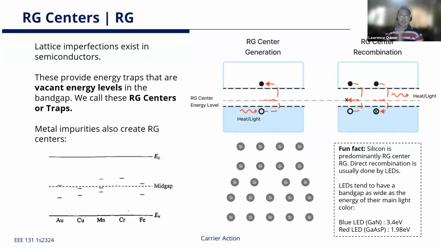Right. So RG centers. In silicon lattices, guide your eyes down here. In silicon lattices, lattice imperfections exist. There are things that are missing, there are things that are extra, there are things that are not supposed to be there.